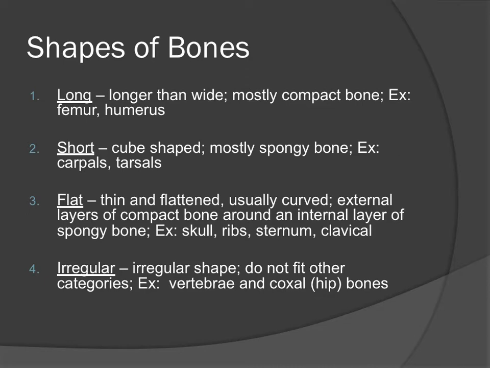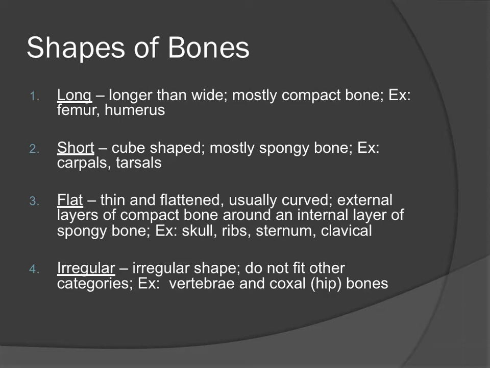Short bones, they're cube-shaped, mostly spongy bone. Now we haven't got into compact and spongy yet, but we're going to start talking about that in a few slides. But just from the name of it, you can probably guess that compact bone is something stronger than spongy bone, and that is the case.